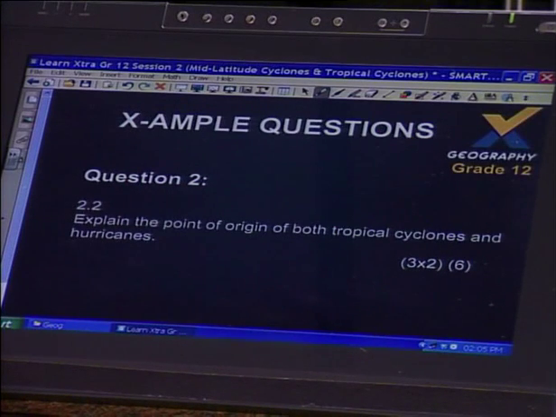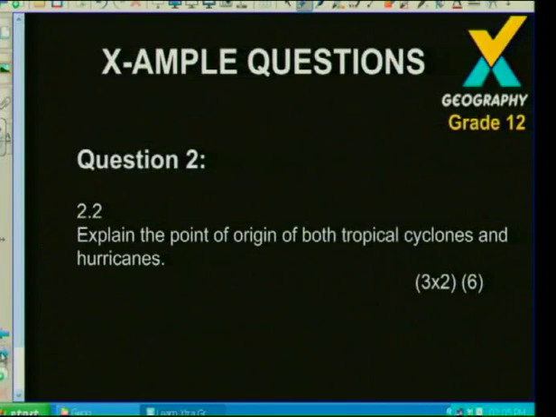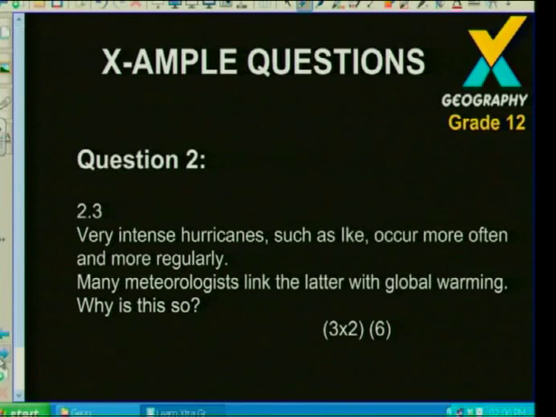Let's look at the next question. Explain the point of origin of both hurricanes. We could repeat it down here. They occur around 5 degrees north, depending on whether it's a hurricane. That would be for the one in the West Indies, which is a hurricane, and then 5 degrees south with the other one, which is the tropical cyclone around the Indian Ocean. So 5 degrees north, 5 degrees south. And then let's look at the next question.